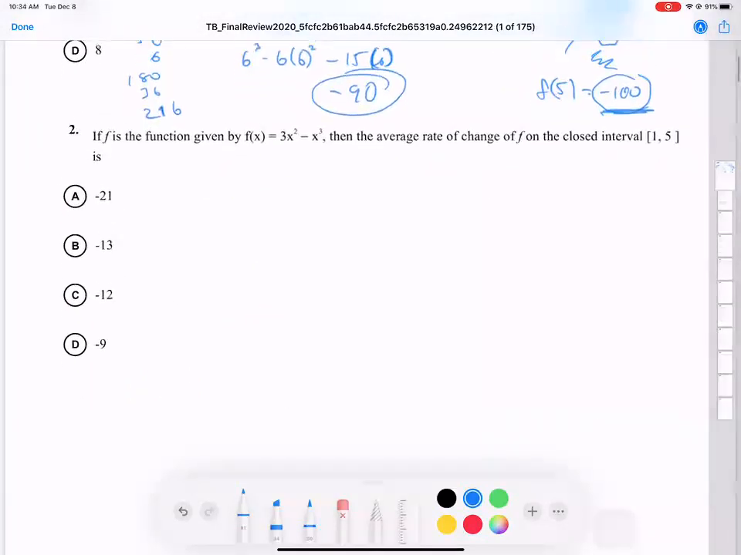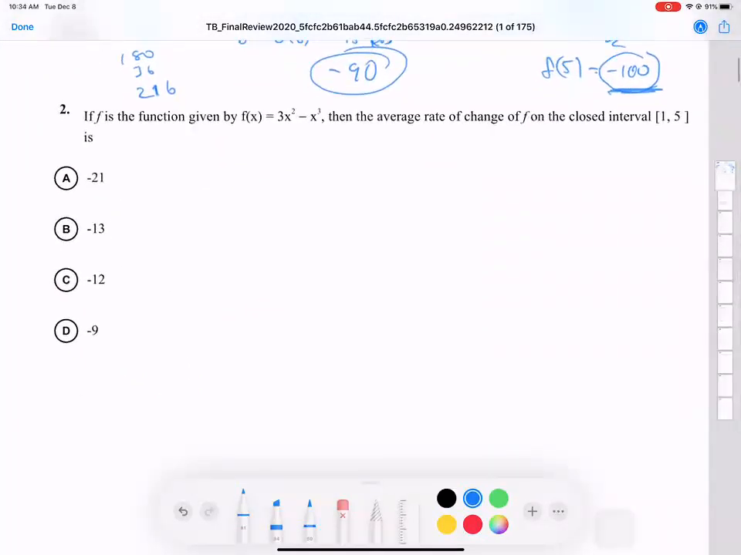Okay, f is a function given by 3x squared minus x cubed. Find the average rate of change on the closed interval 1, 5. Now you've got to be careful about this one. This one isn't asking what is the instantaneous rate of change. Instantaneous means derivative. Average is f of b minus f of a over b minus a. That's what average is.